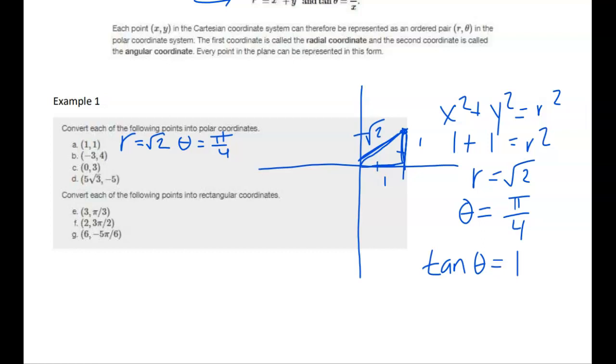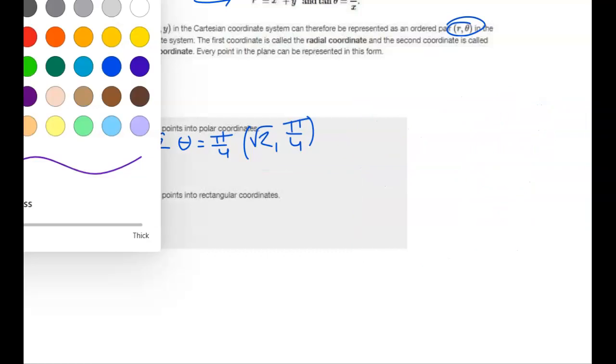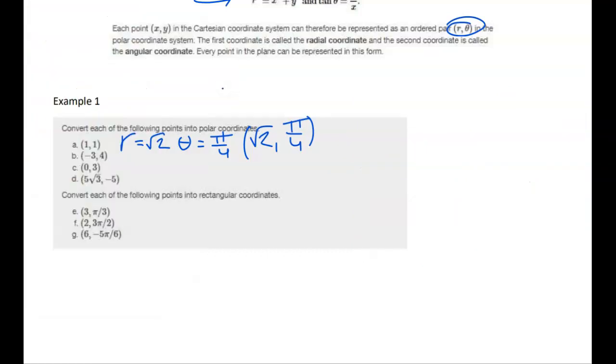Okay, so that's converting xy to polar coordinates. We can also write this as our r, theta ordered pair, like that. All right, let's go ahead and look at our next one. All right, (-3, 4).